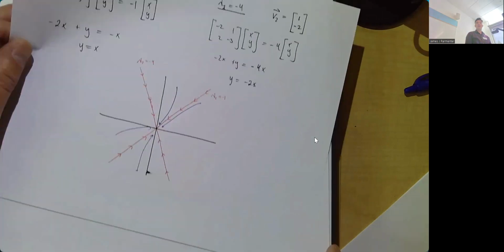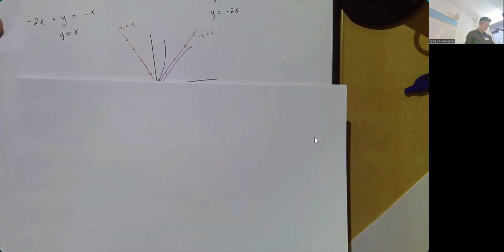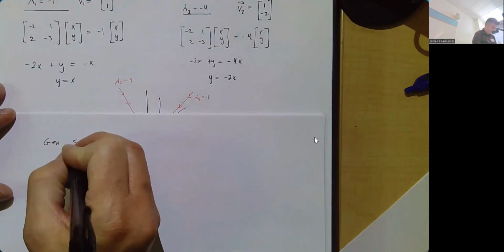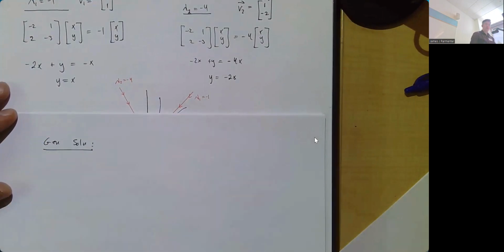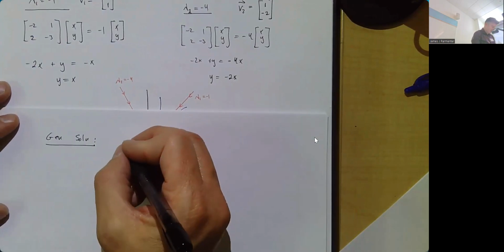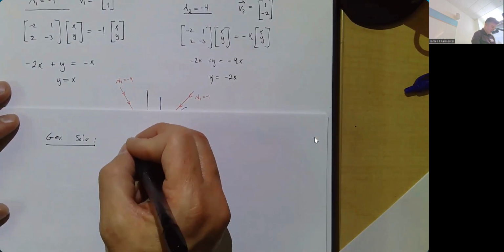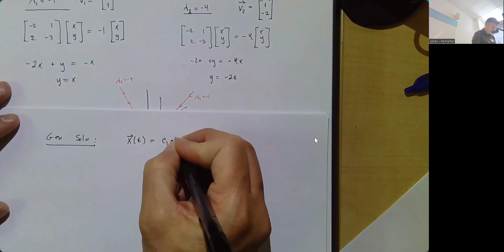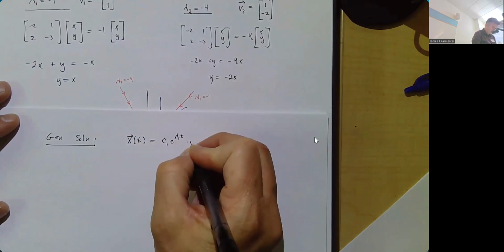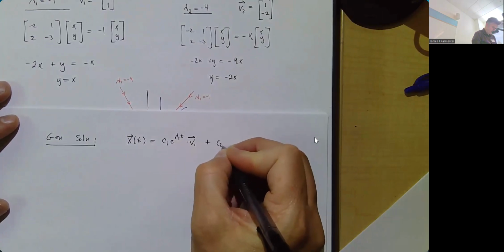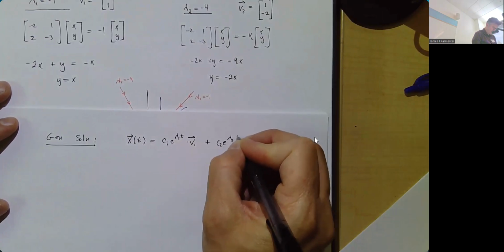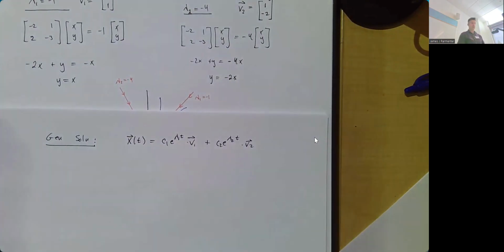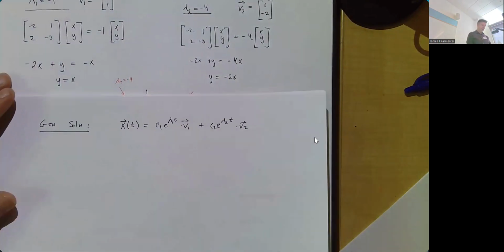Solution is really not hard to write when you have those things. So our general solution here, again, I think it's really worth writing the big format: the vector x is equal to c1 e to the lambda 1 t times v1 plus c2 e to the lambda 2 t times v2. If you say it or write it enough times, you will just memorize it. You don't have a choice.